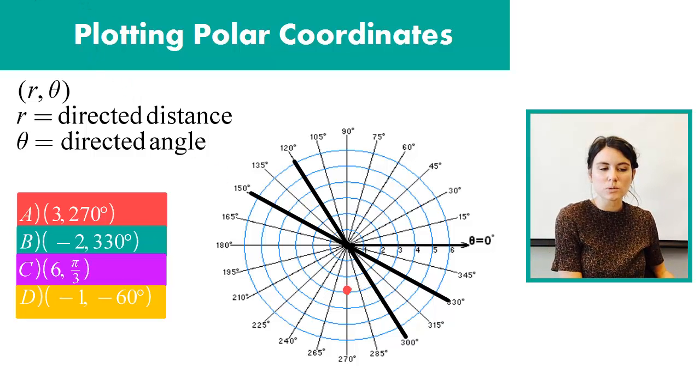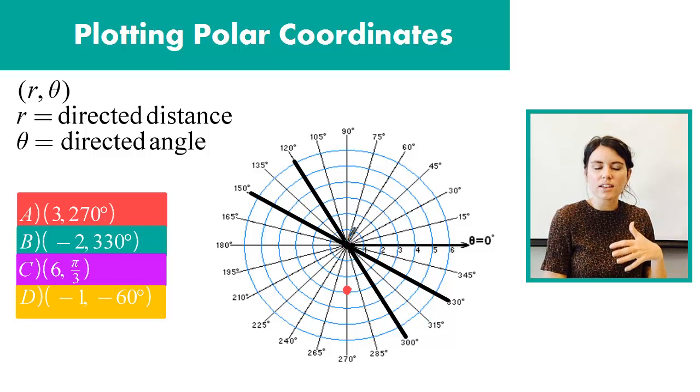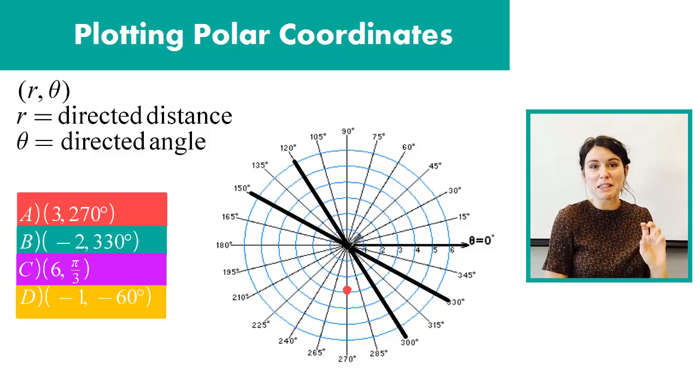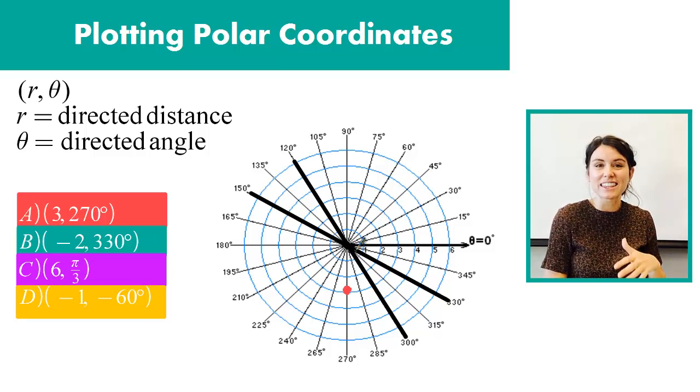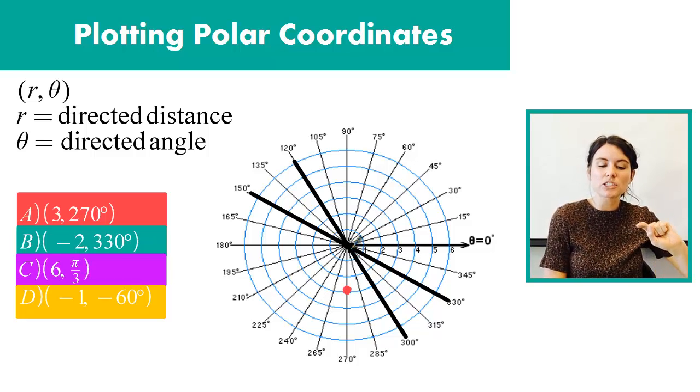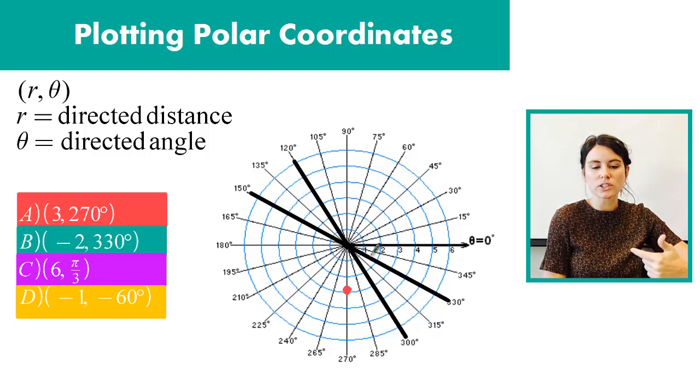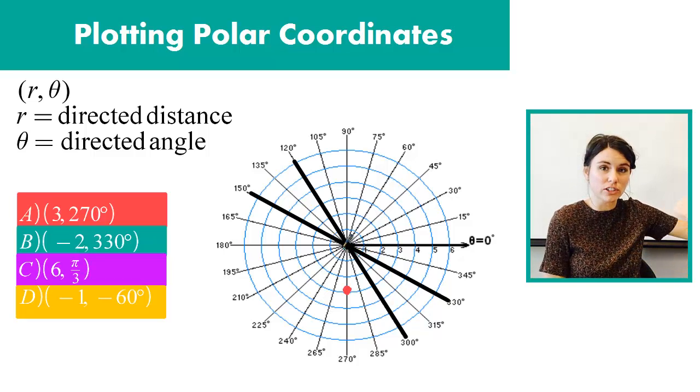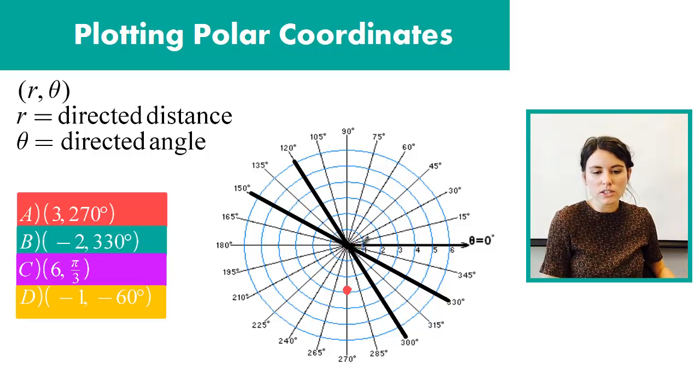Then I'm going to do my next one, which is -2, 330. So I go to 330, so I'm right here. And this is how I think of it. I don't know if this is exactly a mathematically correct way of thinking about it, but I feel like this makes a lot of sense. So my directed distance is -2. So instead of going towards 330, like driving towards 330, I think of it as you're reversing 2. So instead of going towards 330, I go back 2 on 150.